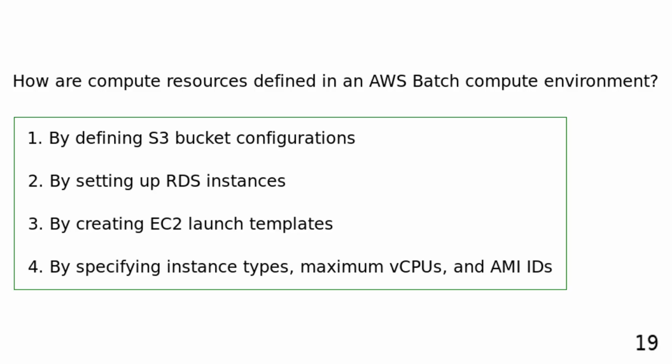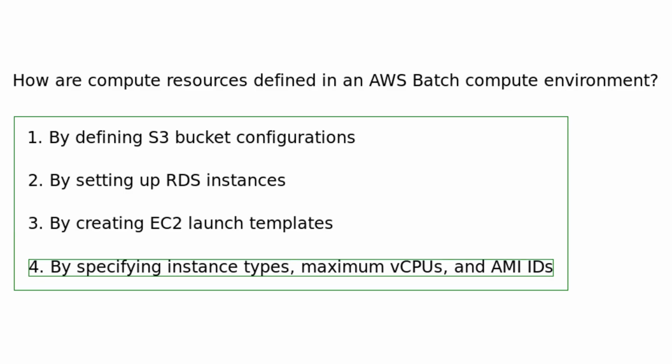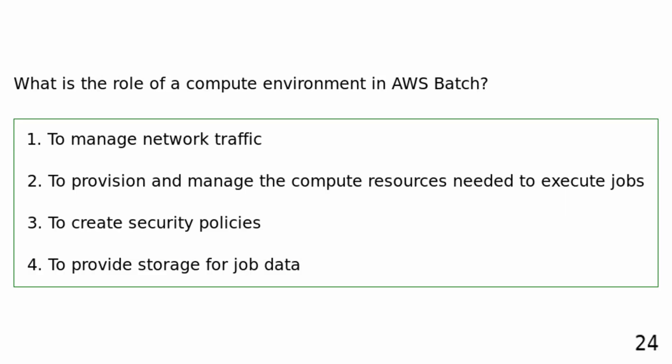By defining S3 bucket configurations. By setting up RDS instances. By creating EC2 launch templates. By specifying instance types, maximum vCPUs, and AMI IDs. Compute resources in an AWS Batch compute environment are defined by specifying instance types, maximum vCPUs, and optional AMI IDs. What is the role of a compute environment in AWS Batch?